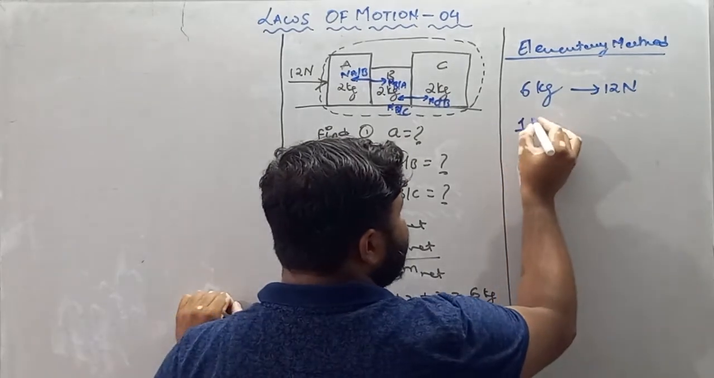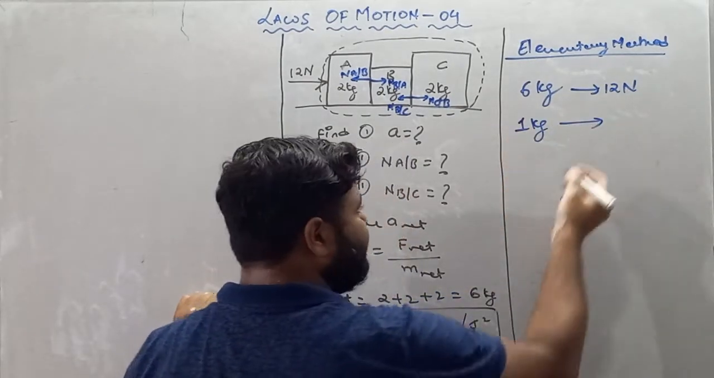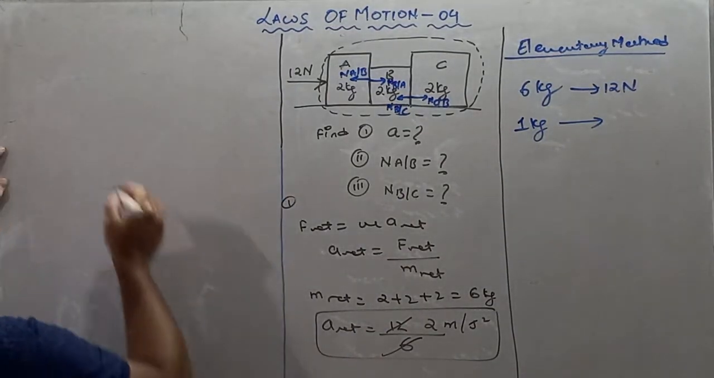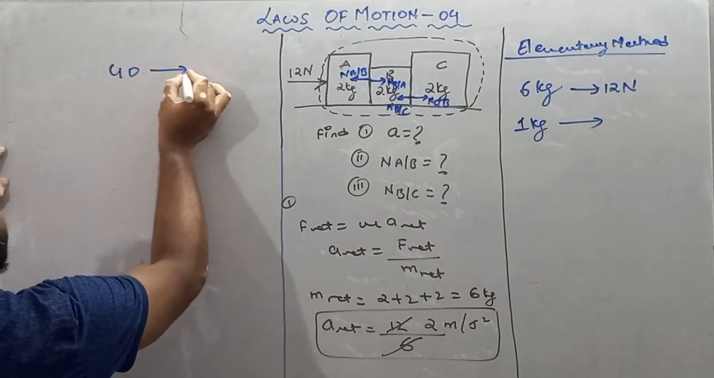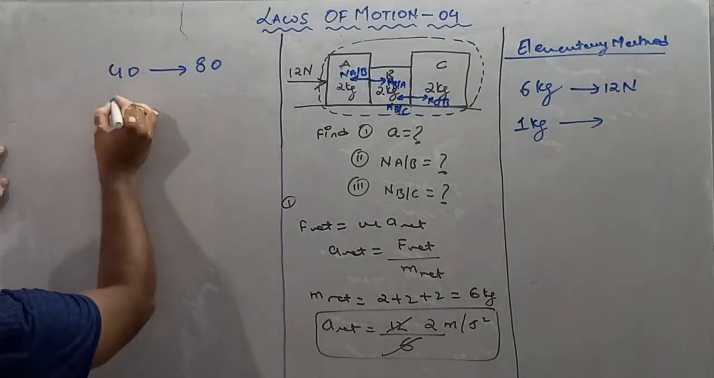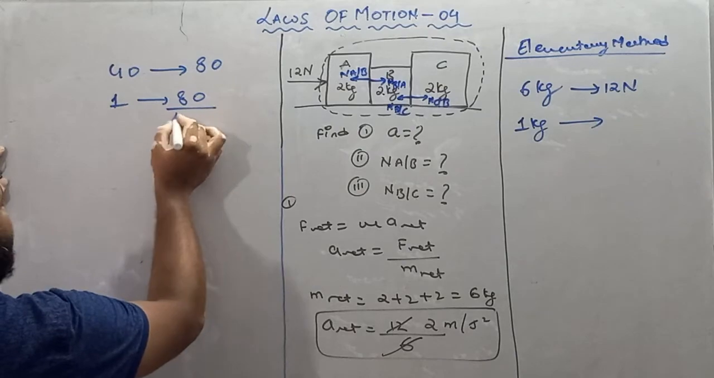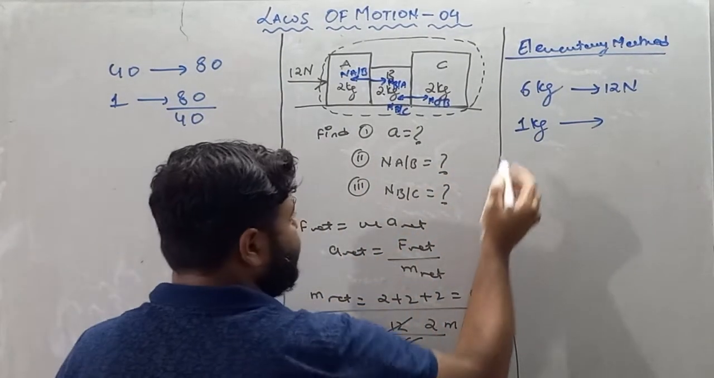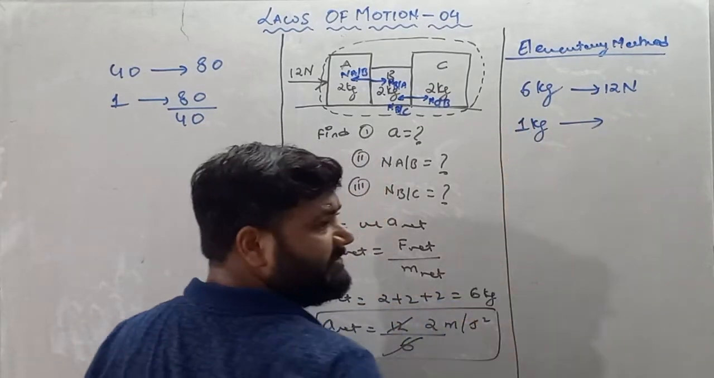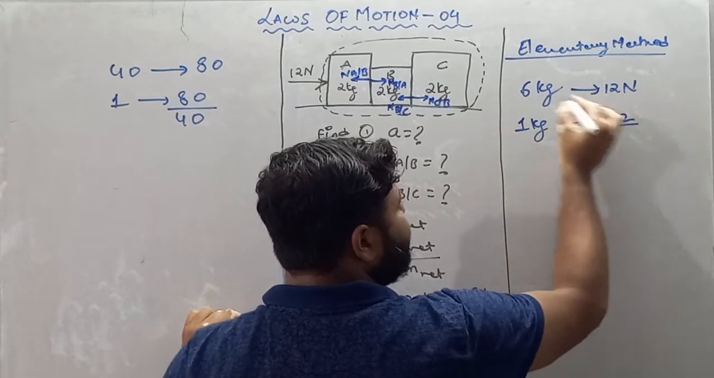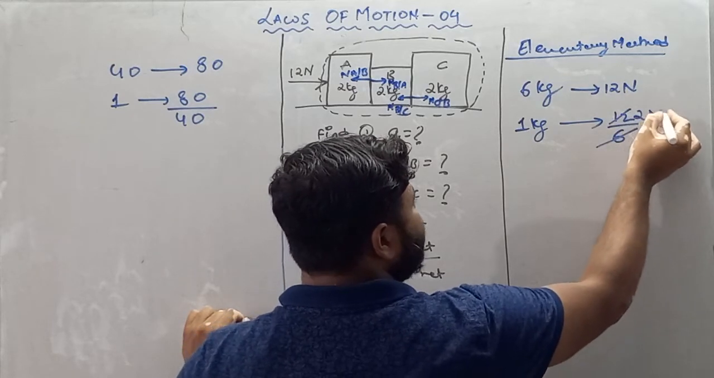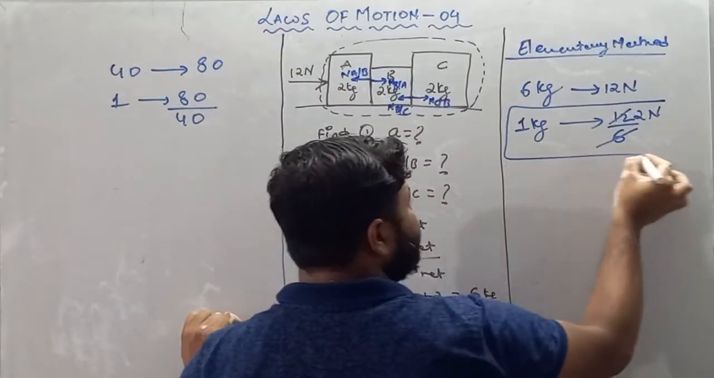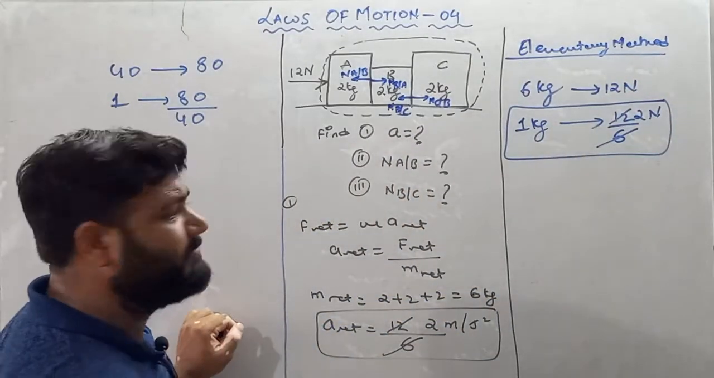So if 1 kg mass is there, then, as you already studied in math in earlier classes, if 40 bananas cost 80 rupees, then one banana must cost 80 by 40. Similar is the case here. Now see, 6 kg mass carries 12 Newton force, so 1 kg mass carries 12 by 6. Six 2s are 12, that is 2 Newton. So if 1 kg mass is there, the force applied on 1 kg mass is 2 Newton.